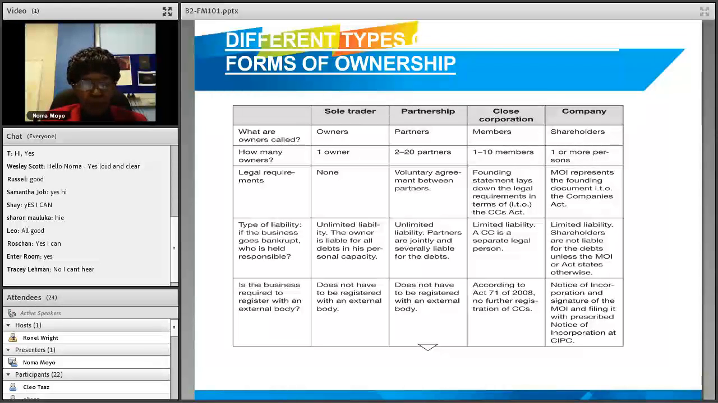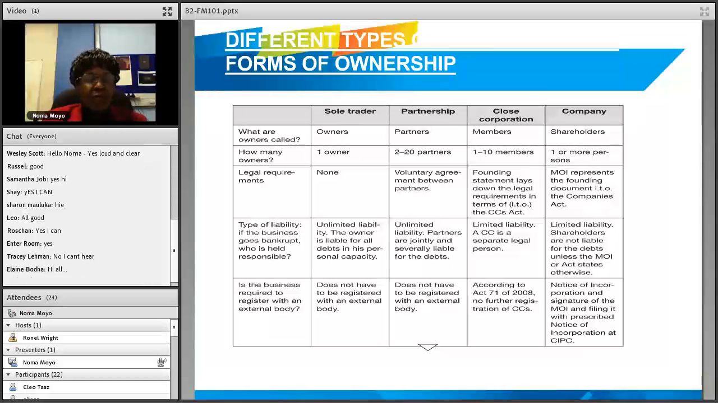So we are saying these people come together with an aim of making a profit. What we mean by jointly and severally liable, if they owe you, you can approach any one of them or approach them jointly. You know, it does not have to be registered with an external body. Close corporation, which is being wound off. So 1 to 10 people, a founding statement, legal requirements, there has to be a founding statement that lays down the legal requirements in terms of the CC's Act.